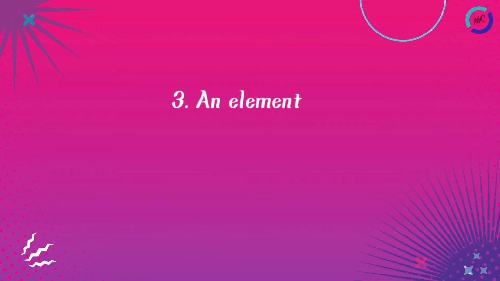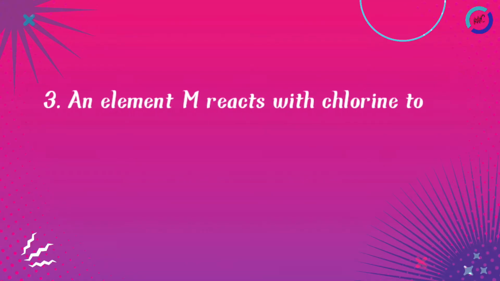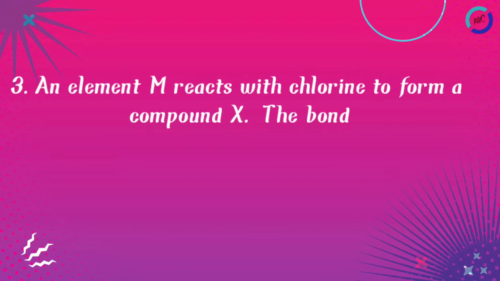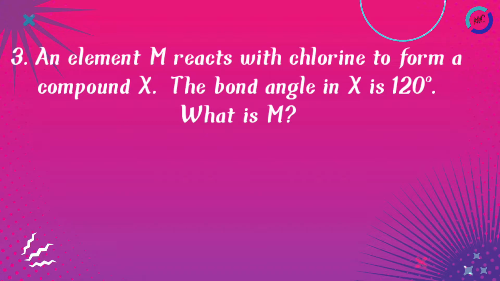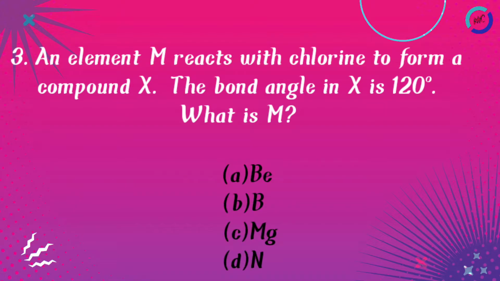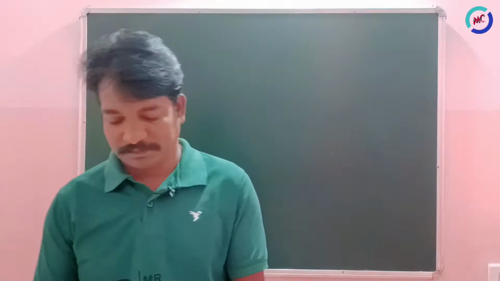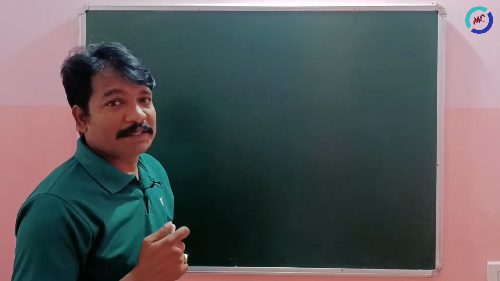An element M reacts with chlorine to form a compound X. The bond angle in X is 120 degrees. What is M here? Option A, beryllium. Option B, boron. Option C, magnesium. Option D, nitrogen.